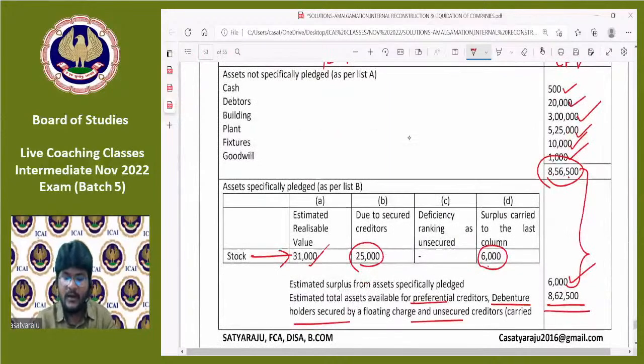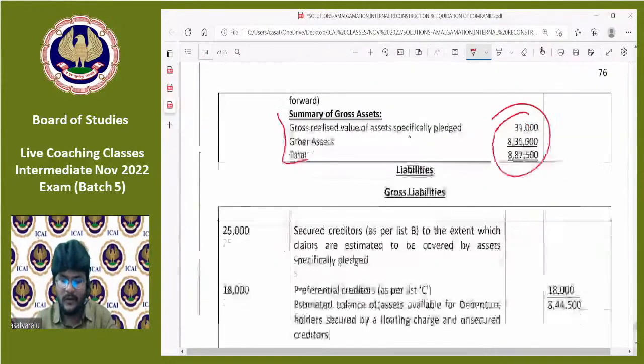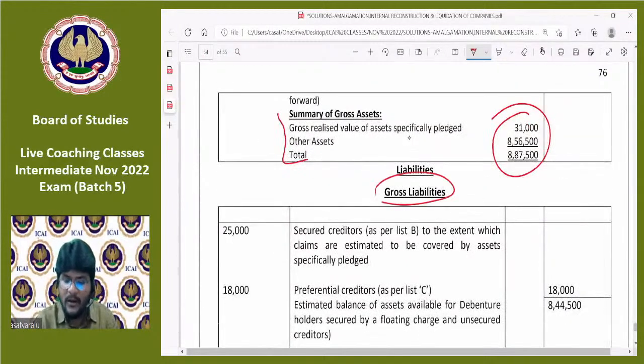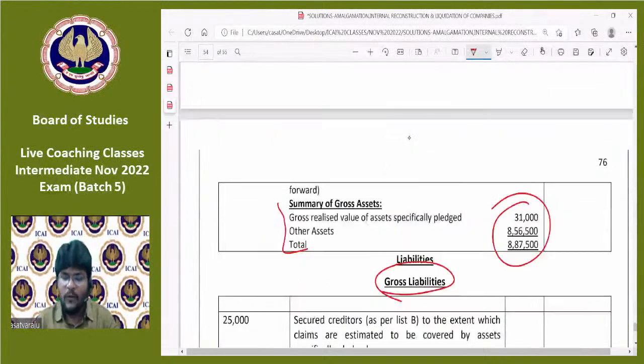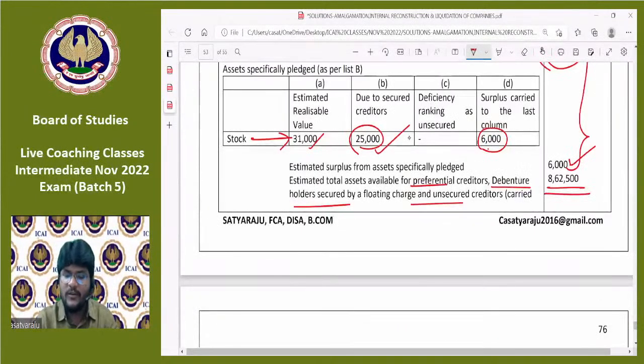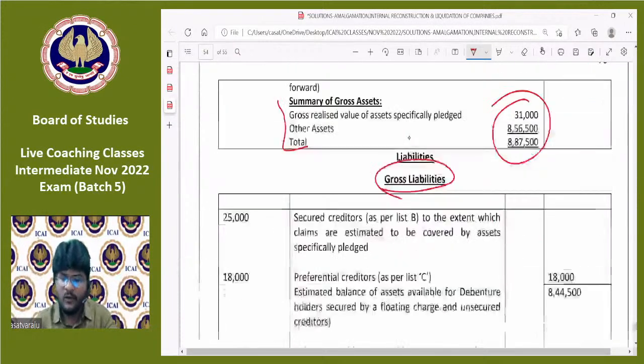8,56,500 plus 31,000 is the summary of gross assets. Just make it present. Then coming for the gross liabilities. First and foremost liability, secured creditors with fixed charge. Only shown under the gross column, don't show under the net column, which was 25,000. So shown under the gross column, not shown under the net column.